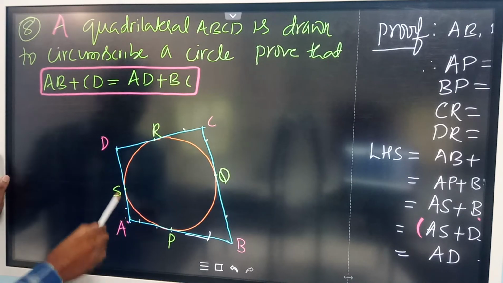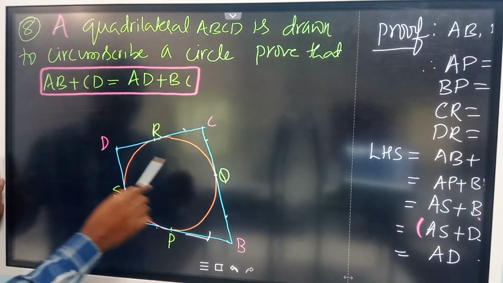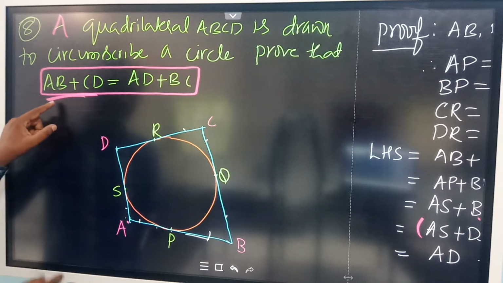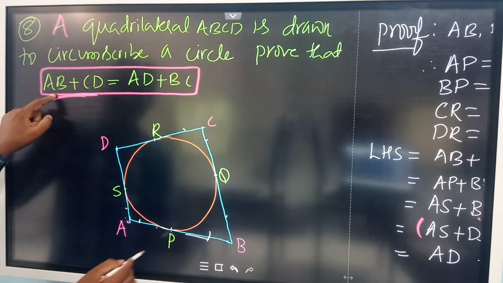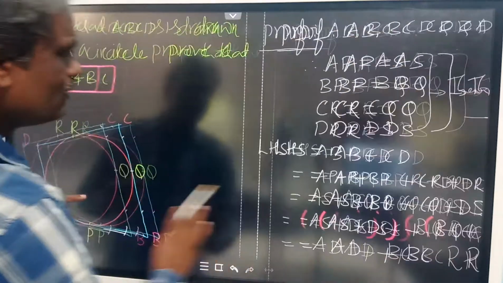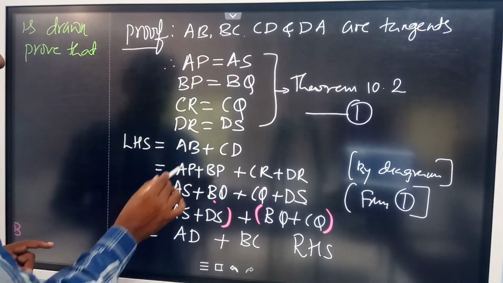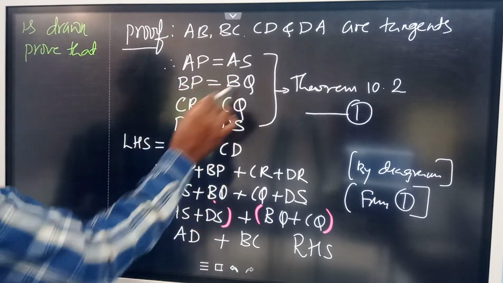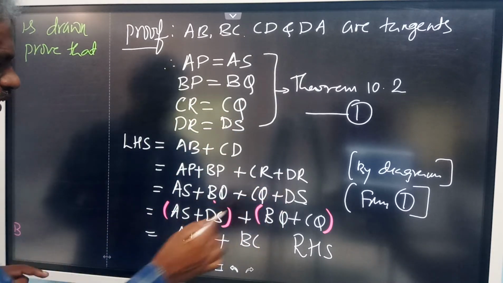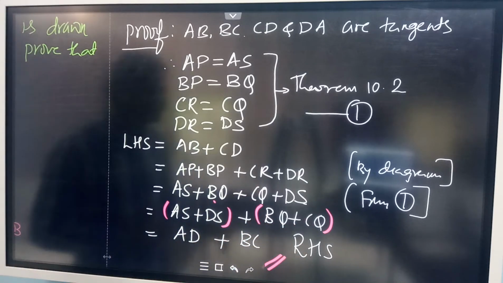So once again, listen carefully. Here AP can be written as AS, BP can be written as BQ, CR can be written as CQ, DR can be written as DS. Take LHS, AB plus CD, split AB as AP plus BP, CD as CR plus DR. Then after splitting, substitute these values. Now you are combining AS and DS to get AD, BQ and CQ to get BC. This is what is required.